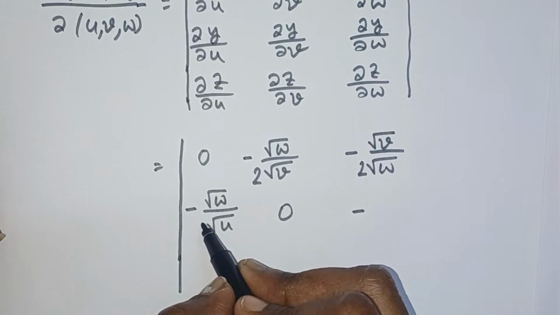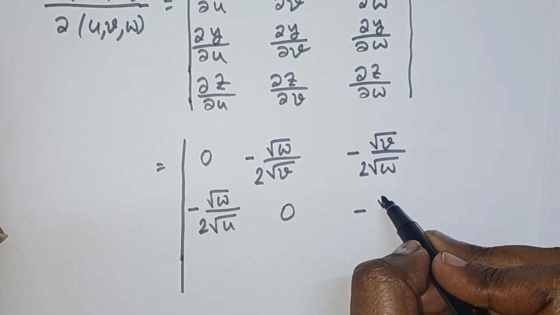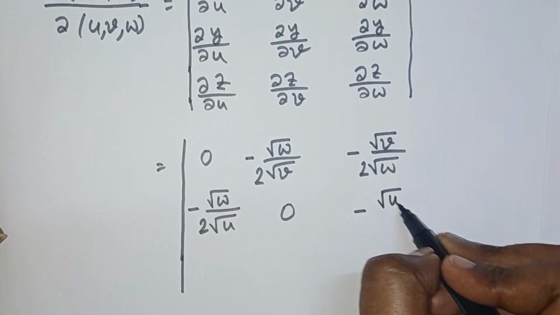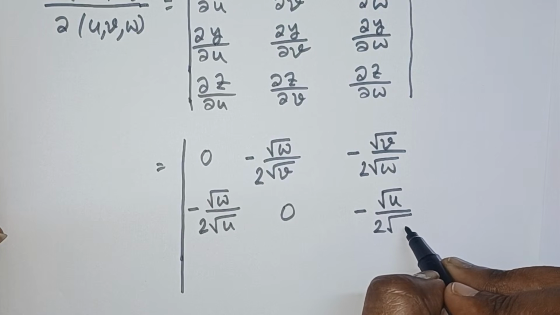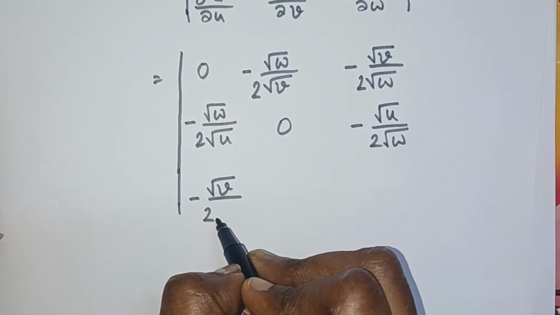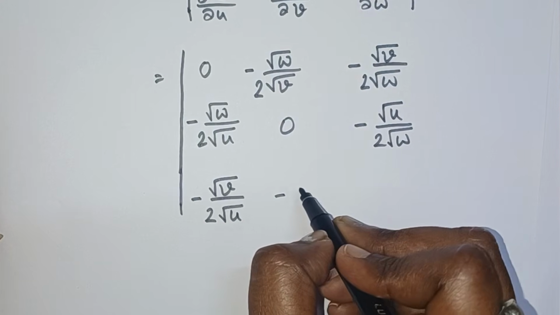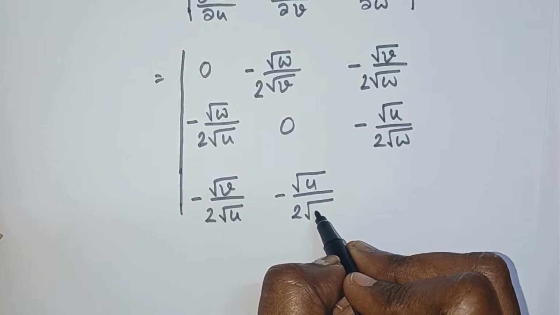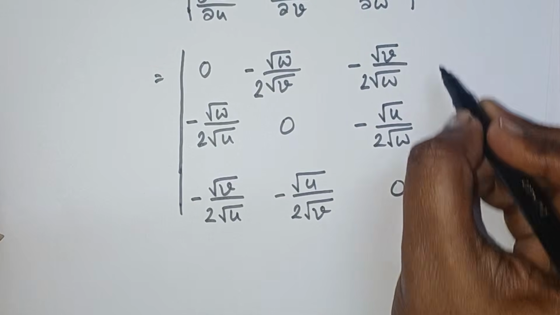Oh, 1 by 2 will be there, sorry. So 1 by 2 will be there. Then del y del w is minus square root of u by 2 square root of w. And next, minus square root of v by 2 root u, minus root u by 2 root v, and 0.